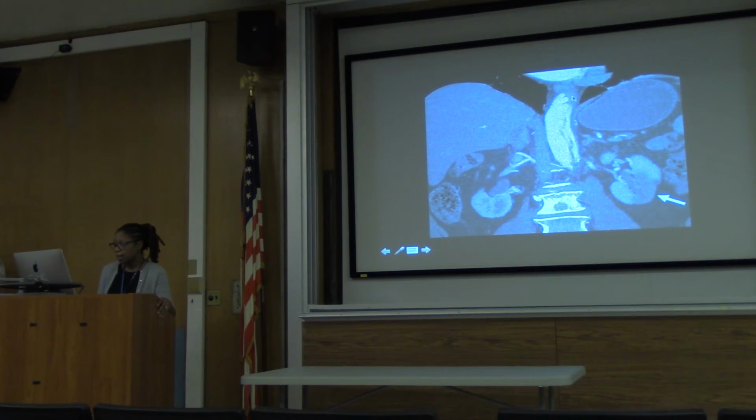Another example here, we can see the dissection coming in the abdominal aorta, and the majority of the kidney on the left is perfusing normally, but we have this wedge-like section that indicates that this patient has an infarct here, likely extension of the dissection flap into the renal artery.